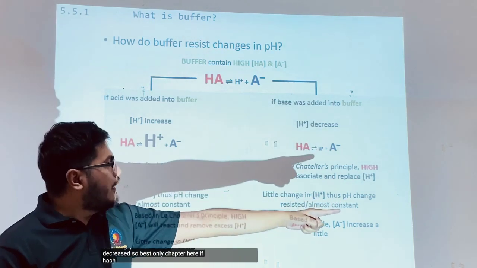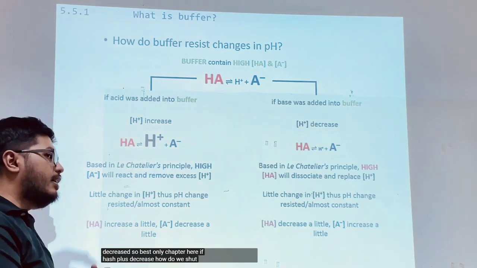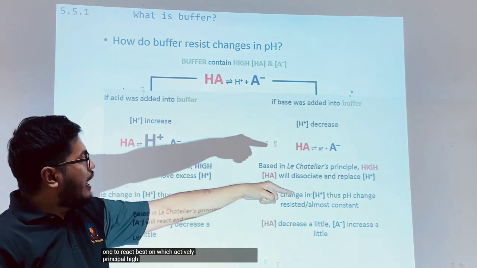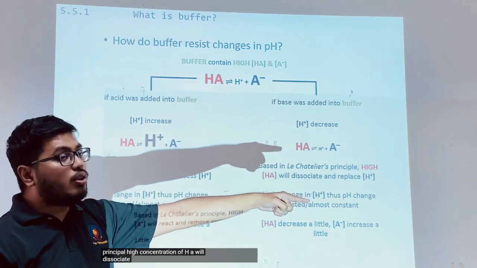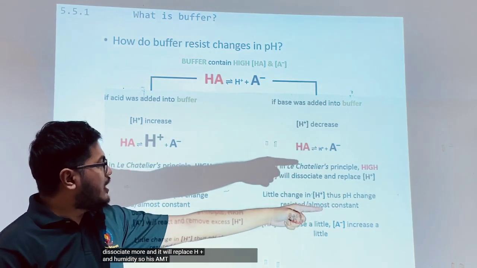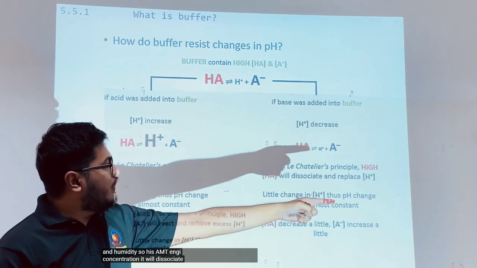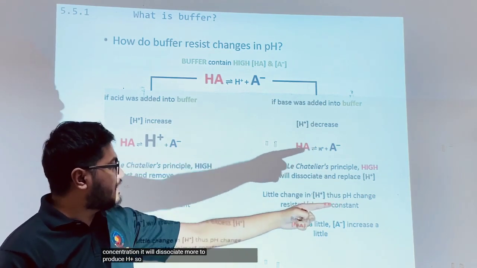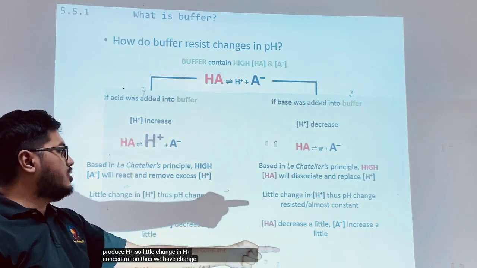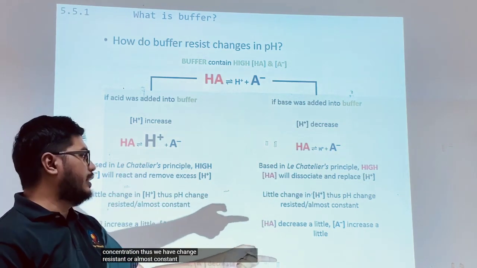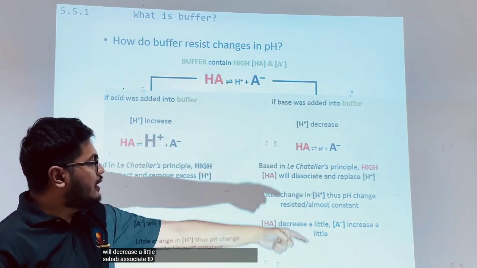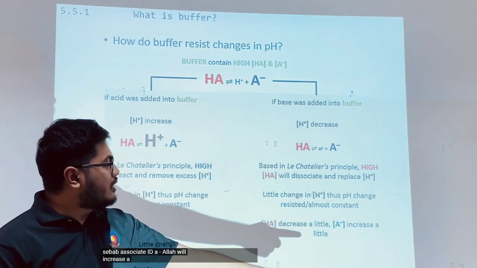I'll close the window. If H plus decreases, how does the buffer want to react? Based on Le Chatelier's principle, high concentration of HA will dissociate more and it will replace H plus yang hilang itu. So HA yang tinggi concentration will dissociate more to produce H plus. So little change in H plus concentration, thus pH change is resisted, or almost constant. So HA will decrease a little, sebab apa? Dissociate tadi. A minus ion will increase a little.